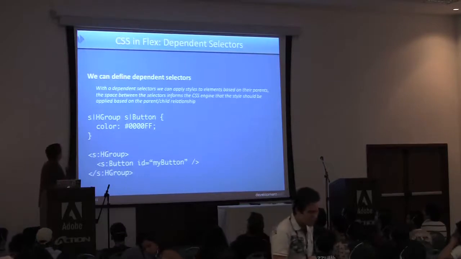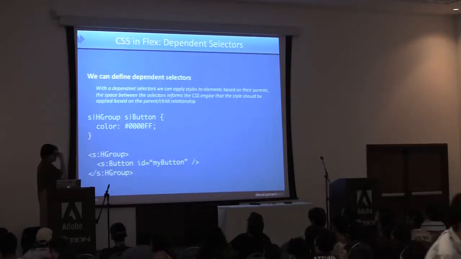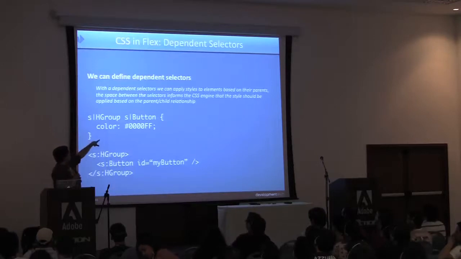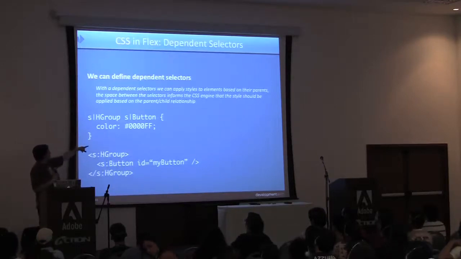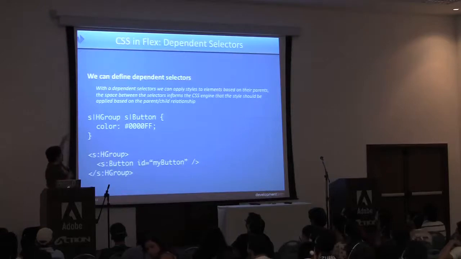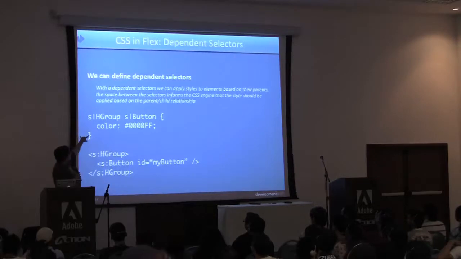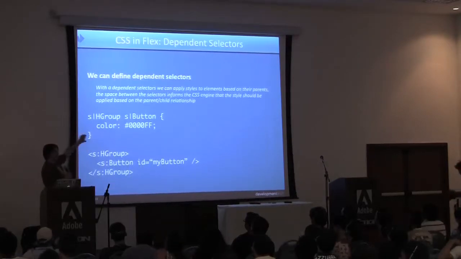We also have a new concept called dependent selectors. So dependent selectors are the ability to say, when my component has a child, so I have an HGroup, which is a container, and it has a child of a button type, I want that button color to be green, blue. So what this allows us to do is you can see that it specifies that. So only when a button is a child of an HGroup will that style get applied. And the way you do this is it's selector, space, selector, no comma, just that. And you can chain this as deep as you need.